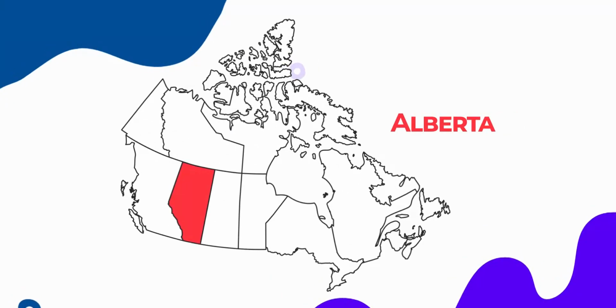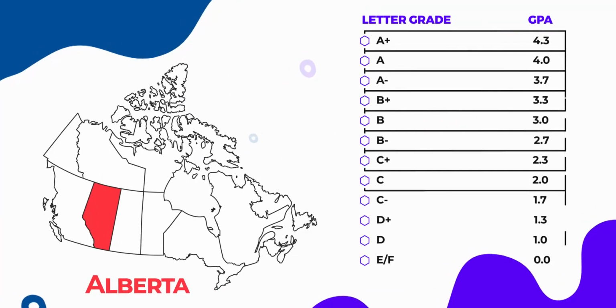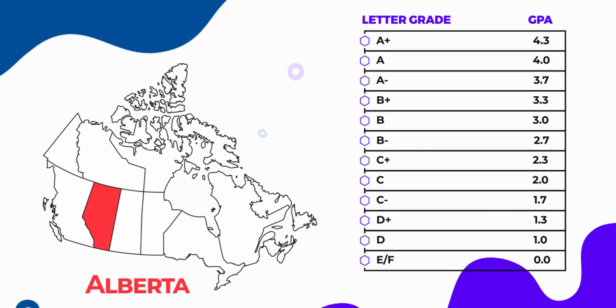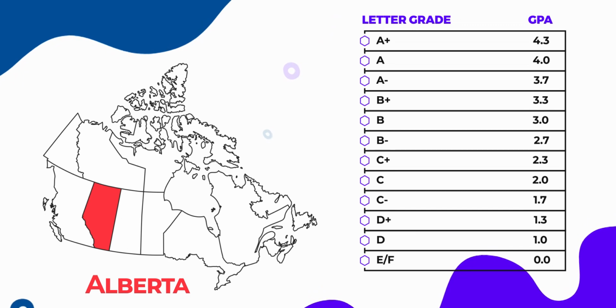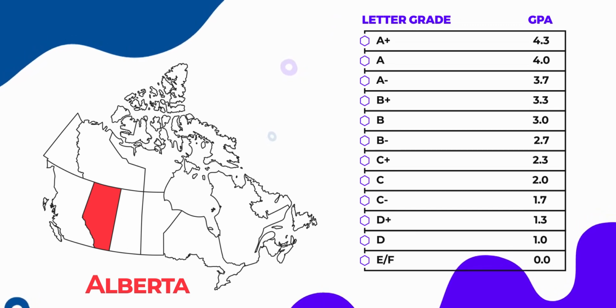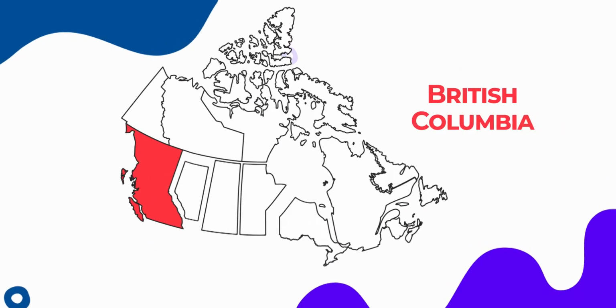Let's start with Alberta. Alberta uses the letter grade system. That means you'll be graded from letter A to E or F. Within these letters, you can also find positive and negative grades such as A+, A-, B+, and B-, and so on. Every grade will correspond to a GPA. You can take a screenshot of this table flashing on your screen if you're wishing to study in Alberta to understand the grading system.